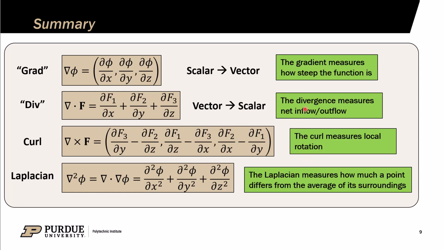And finally, let's remember what each operation measures or tells us. The gradient tells us how steep the function is, and the vector actually points uphill. The divergence measures net inflow or outflow. The curl measures local rotation. And the Laplacian measures how much a point differs from the average of its surroundings.